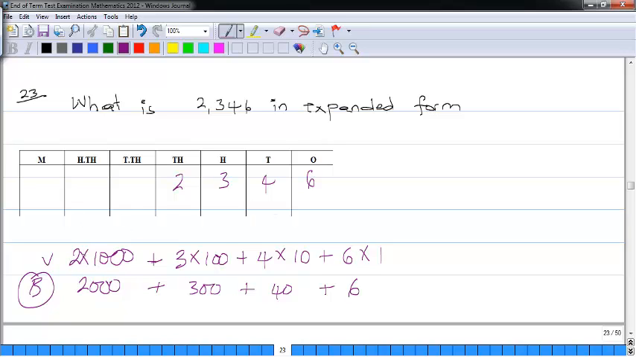We are saying that we have 2 groups of thousands, we have 3 groups of 100, 4 groups of 10, and 6 groups of ones. Writing that out, we could have 2000 plus what? 300 plus 4 tens, 40, and 6 ones, 6. And this is shown in B. So our answer for number 23 is B.